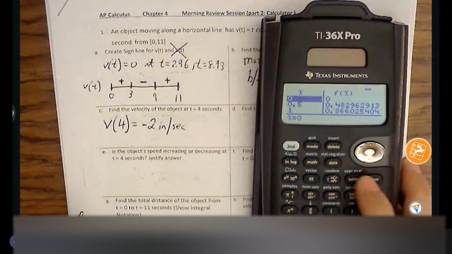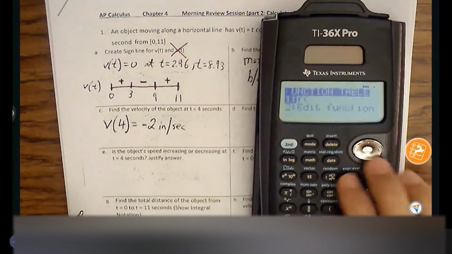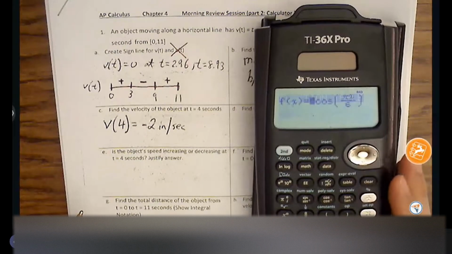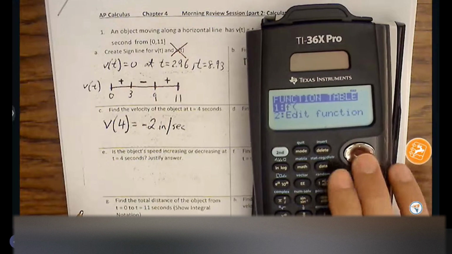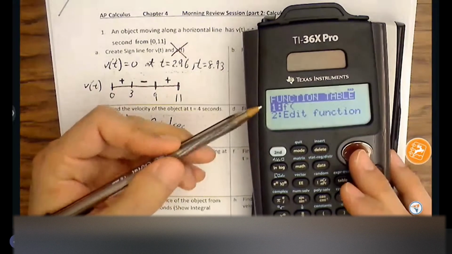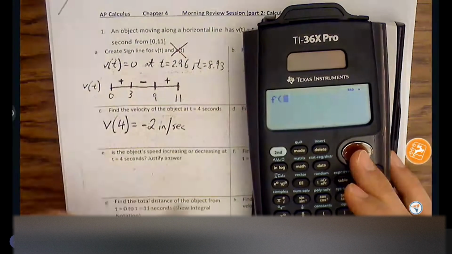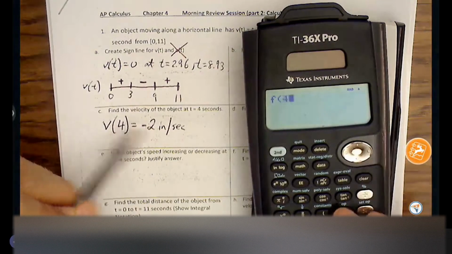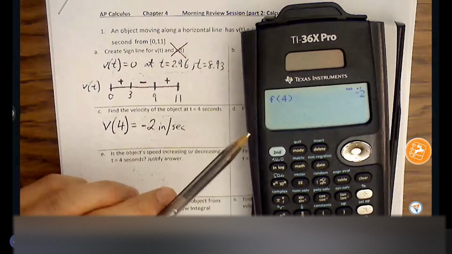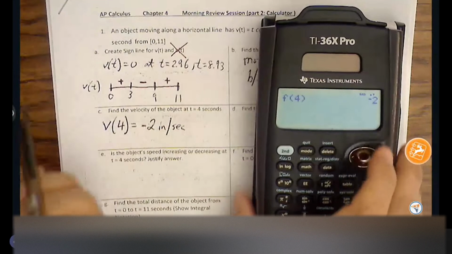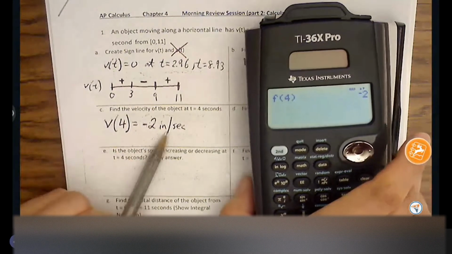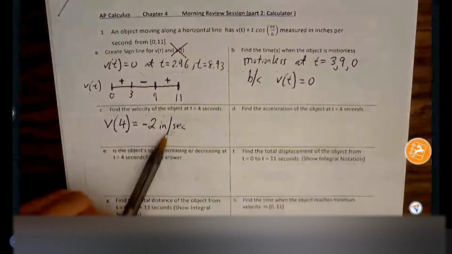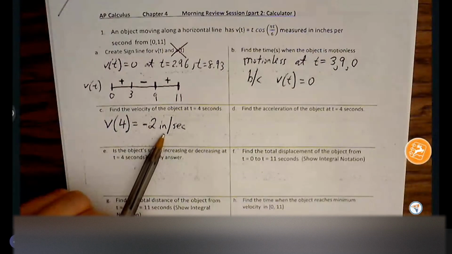On the 36 Pro, go to table, edit function. I'm sorry, table function, because we're ready to call it. No need to make any changes. Just plug in 4, because this is my velocity function, negative 2. Units of measure, if I ask you for it, in this case, inches per second.